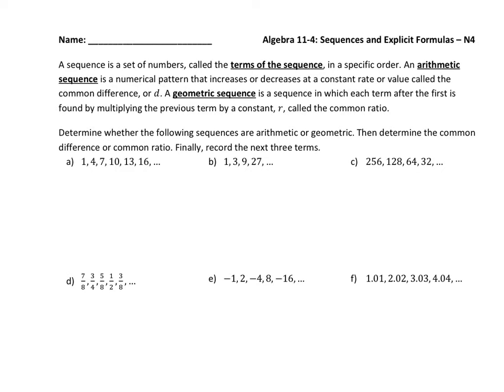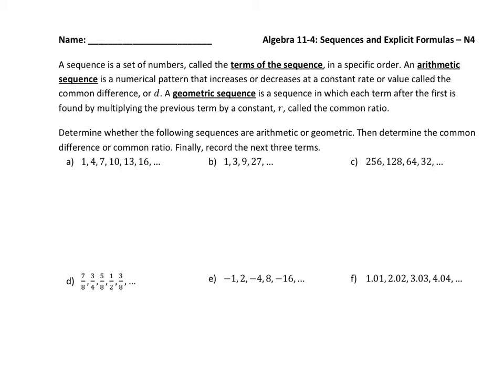Algebra Unit 11, Lesson 4, Notes 4, Sequences and Explicit Formulas. A sequence is a set of numbers, called the terms of the sequence, in a specific order. An arithmetic sequence is a numerical pattern that increases or decreases at a constant rate or value, called the common difference, or d. A geometric sequence is a sequence in which each term after the first is found by multiplying the previous term by a constant r, called the common ratio.